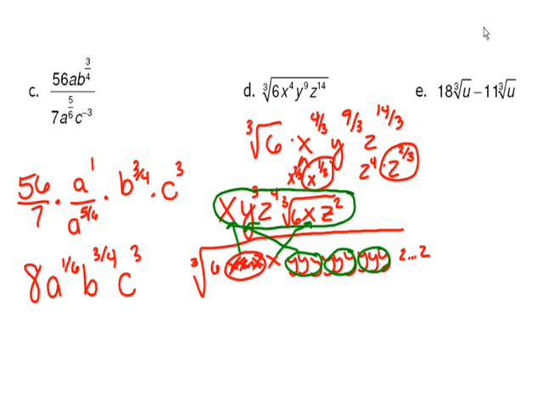Okay, E over here should be pretty easy after the one we just did. Same variable under the radical, same index of the radical, which means that these are like radicals. So I just take 18, subtract 11, and I get 7, and then I keep the radical. So cube root of u.